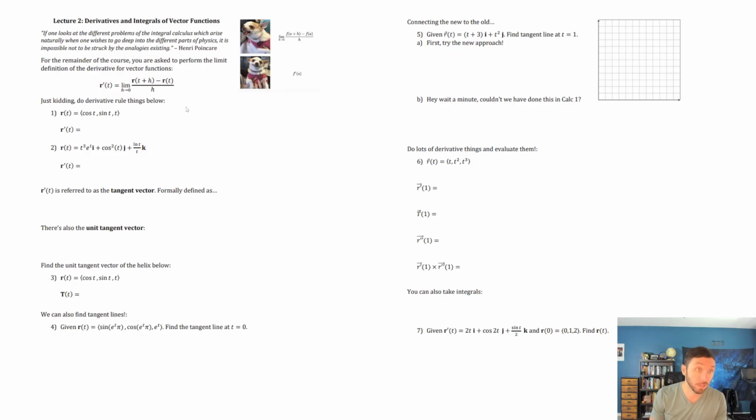So starting with the derivative, there's the tangent vector and then the unit tangent vector, which are gonna be important. We'll practice that a little bit. We'll find some tangent lines. We'll kind of connect this to Calc 1 a little bit. We'll do some important moves that'll be a little more useful in the next two sections, and then we can say, yes, you can do integrals.